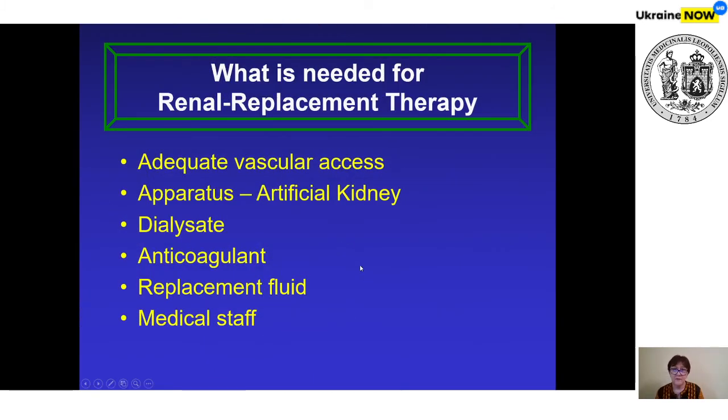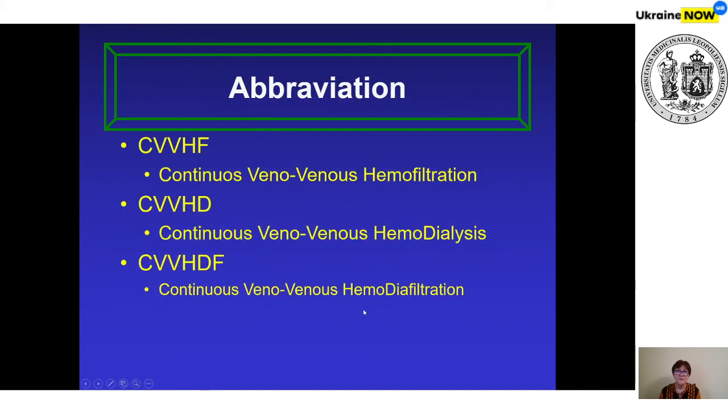What is needed for renal replacement therapy? First of all, adequate vascular access. Apparatus, called an artificial kidney, dialysate fluid, anticoagulant, heparin, to avoid clotting in tubes, replacement fluid, and medical staff. In chronic cases, hemodialysis can be provided by nurses, but in urgent hemodialysis, the state of the patient is usually severe, so a doctor needs to be present.